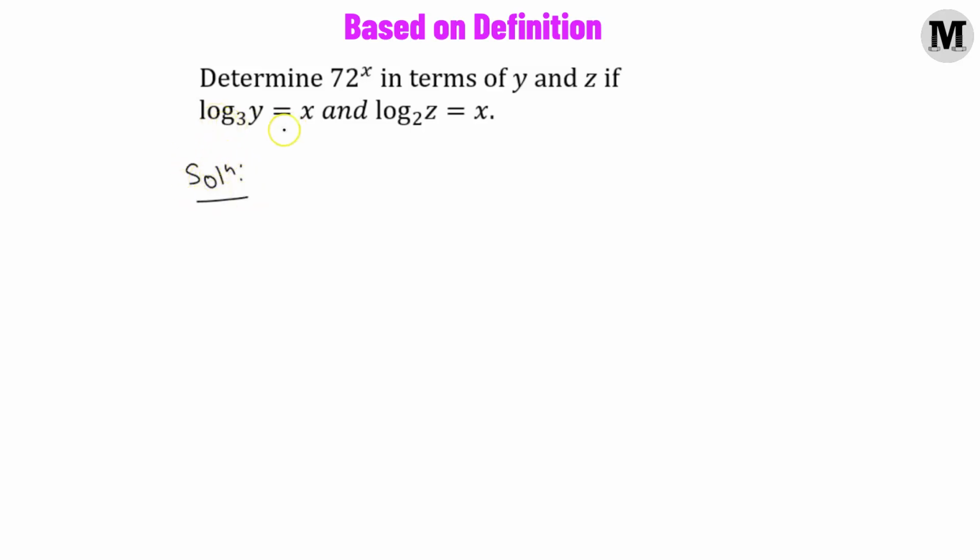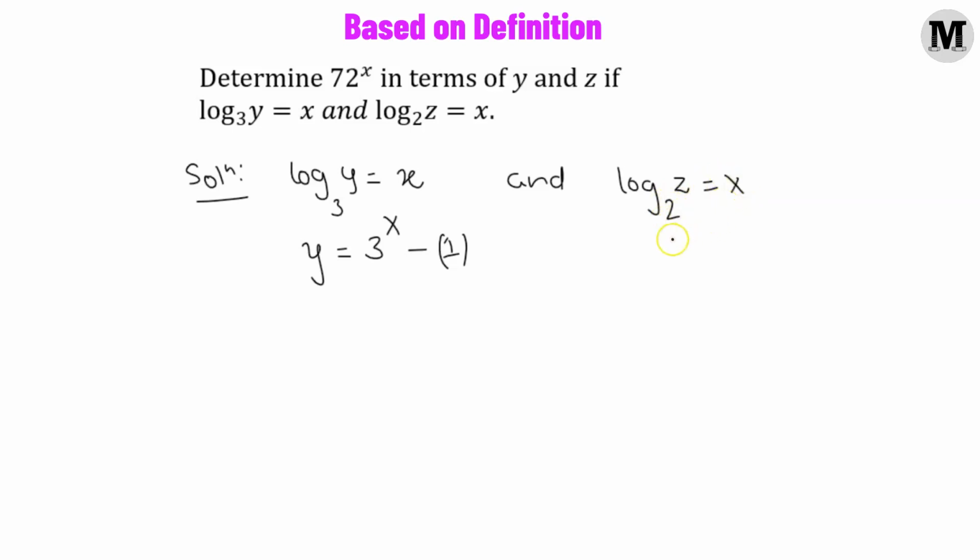So let's take the first logarithmic equation. We have log of y to the base 3 equals x. So that means y will be equal to 3 raised to the power of x. Let's label this as equation number 1. And from the second log, we have log of z to the base 2 equals x. So here we have 2 raised to the power of x equals z, and let's call it equation number 2. Now we have 72 raised to the power of x.